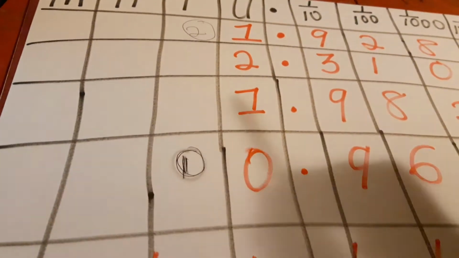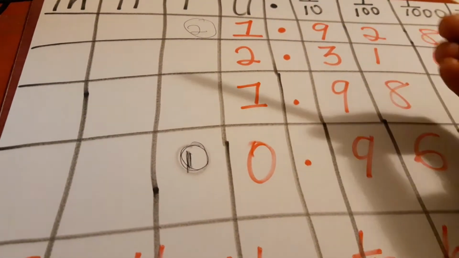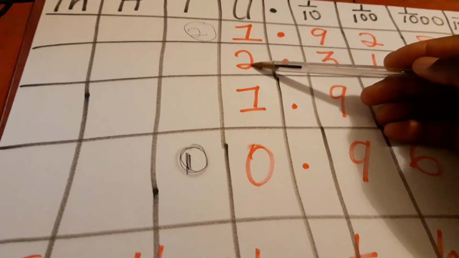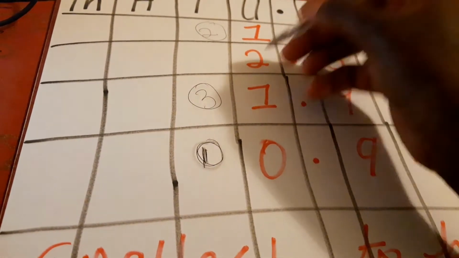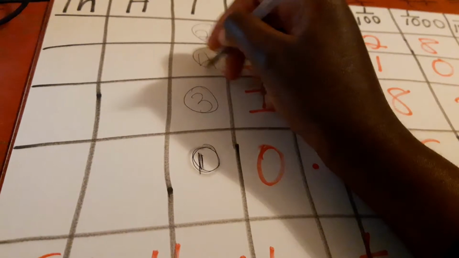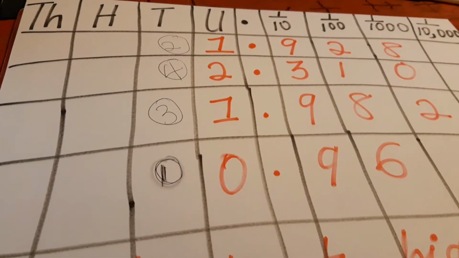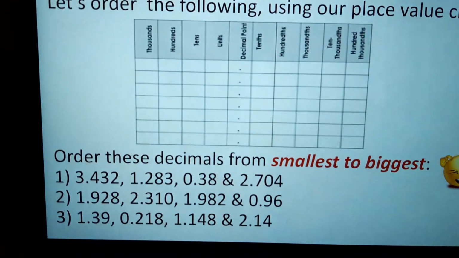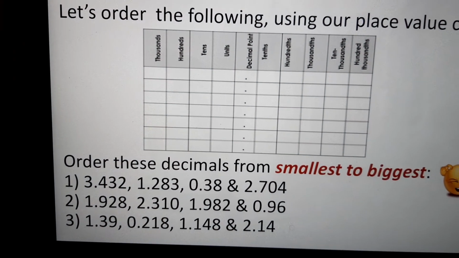That's the second smallest. So now we're left with this 2. Straight away, I know you guys have figured it out already. There's no point going further because you already know that 1 is less than 2. So this must be number 3, which means this is the biggest number, 2.310. And there you go. That's how you order decimals from smallest to biggest. So now pause the video and then you can try number 1 and number 3.